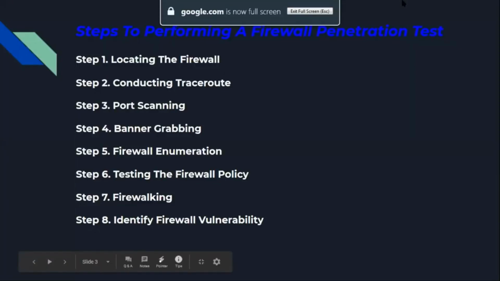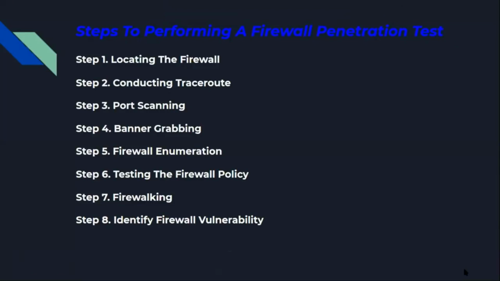Steps to perform a firewall penetration test. There are 8 steps, which include locating the firewall, conducting the traceroute, scanning ports, banner grabbing, firewall enumeration, testing the firewall policy, firewalking with a Kali Linux tool, and the last one is identifying the firewall vulnerability.